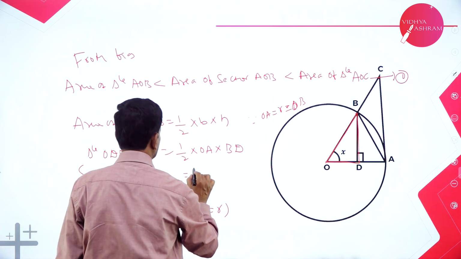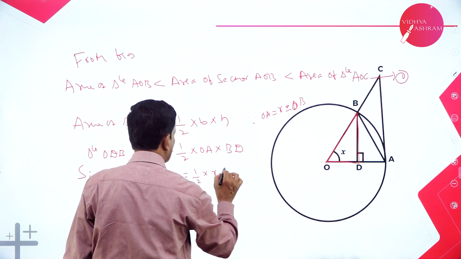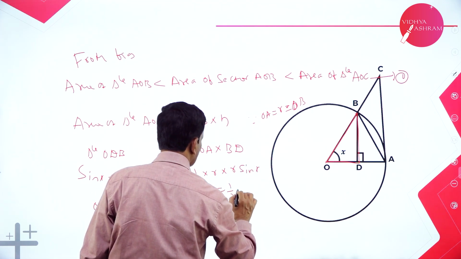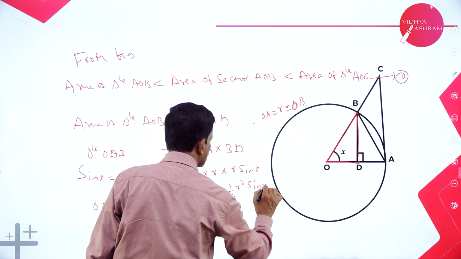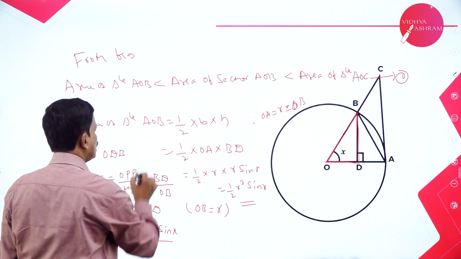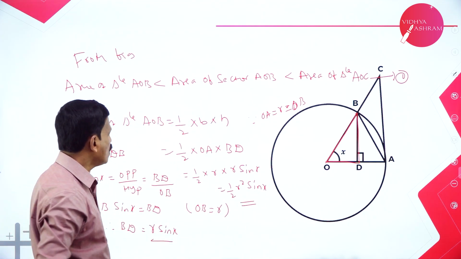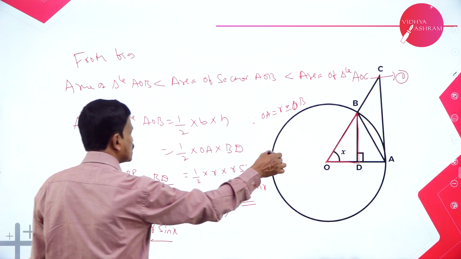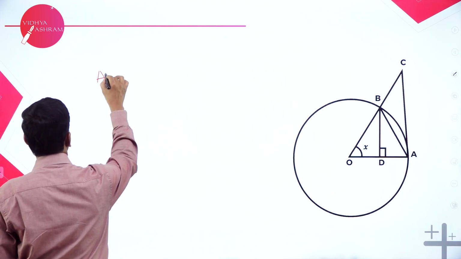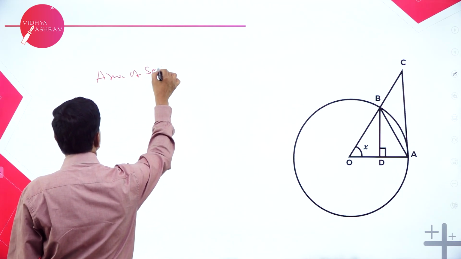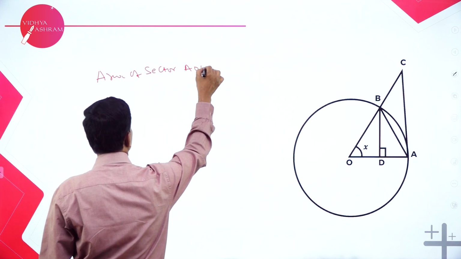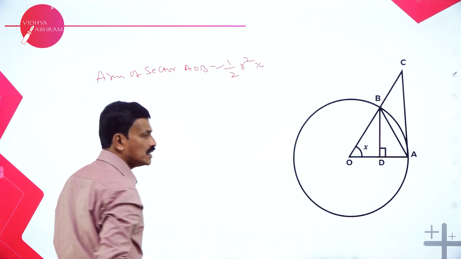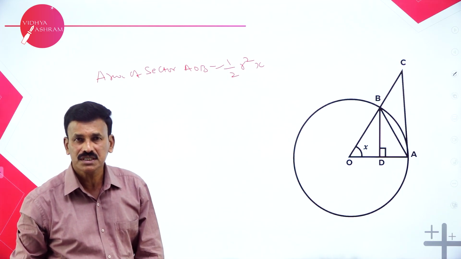Substitute here. So this becomes half into R sin x, that is half R square sin x. So area of triangle AOB is half R square sin x. Now similarly, the area of the sector AOB is, by the derived expression, half R square x.